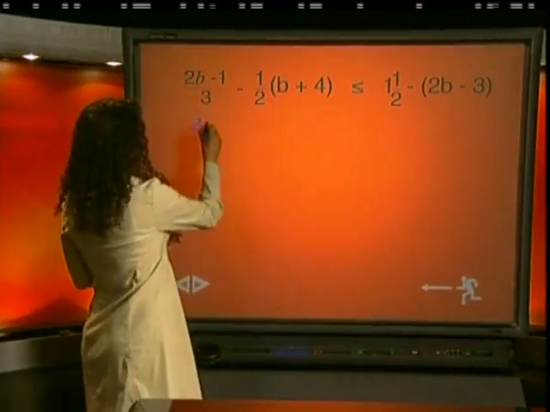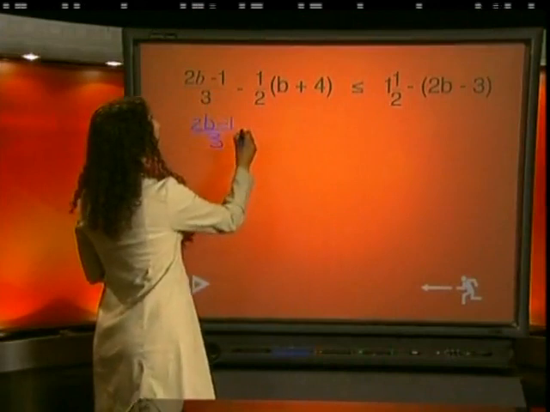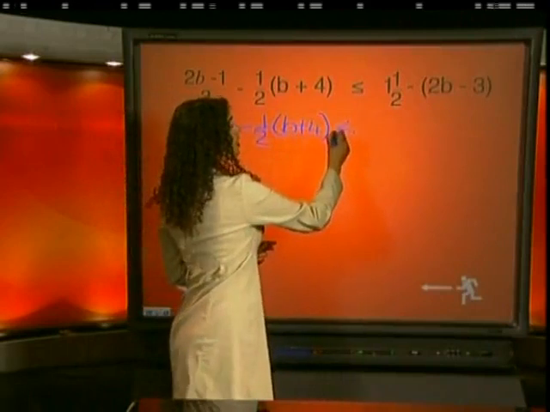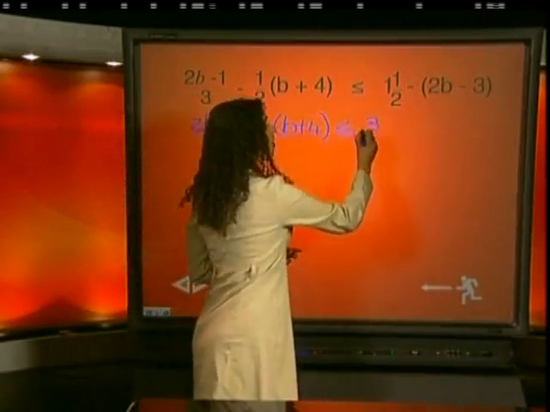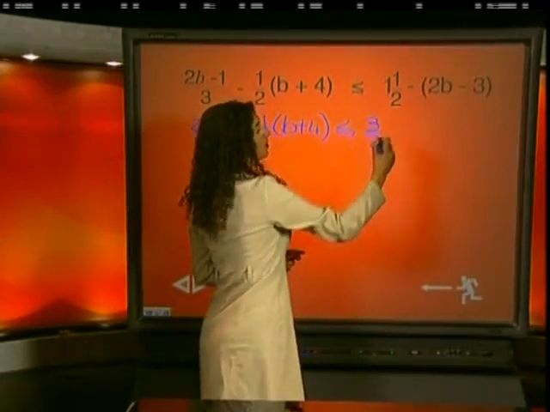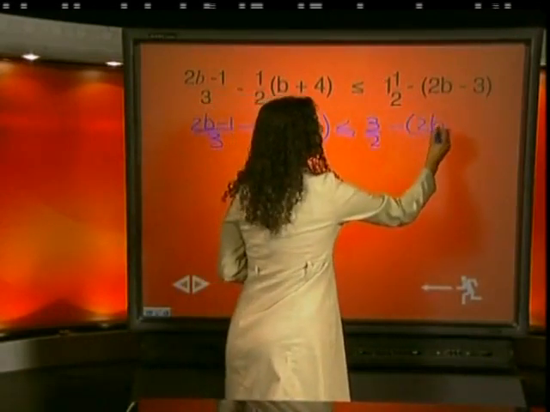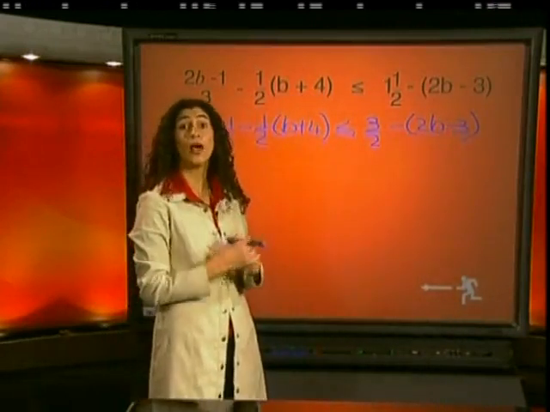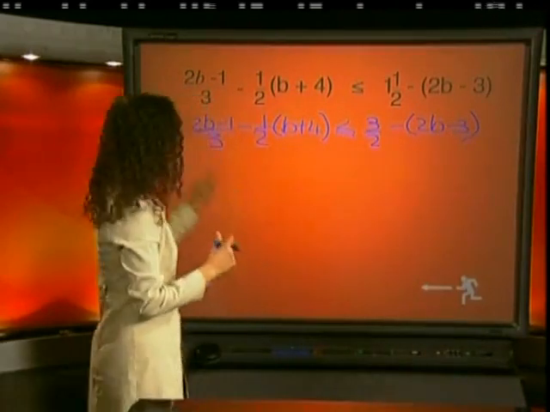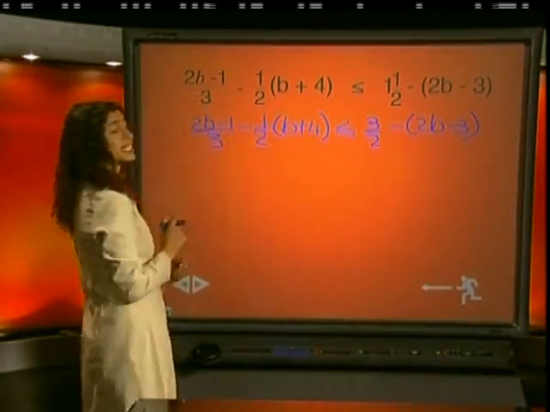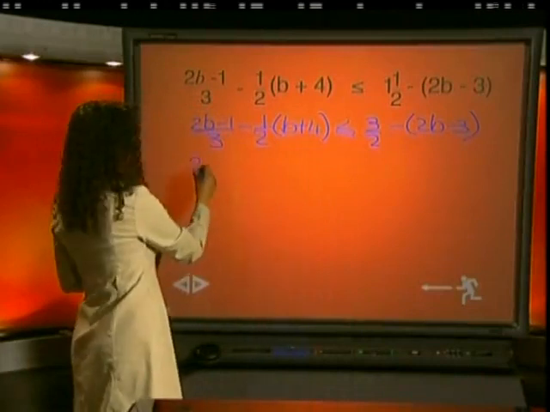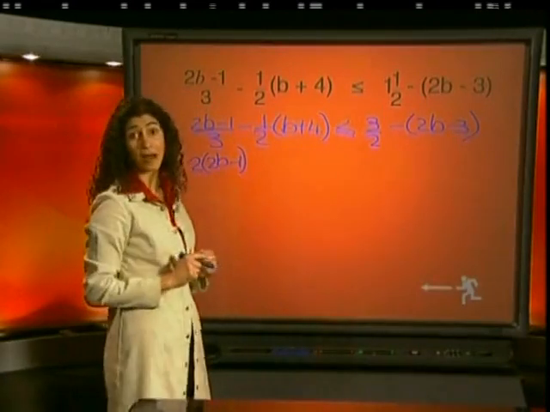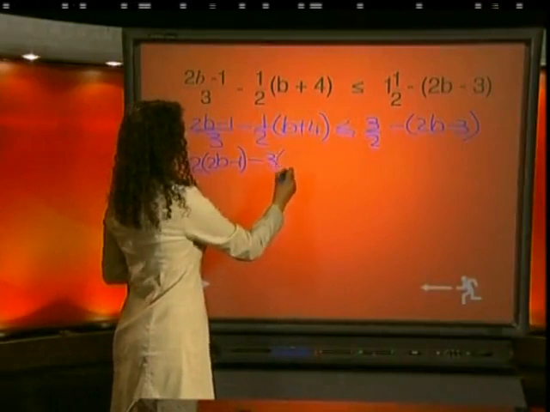So we would rewrite this: 2b minus 1/3 minus 1/2 times b plus 4 is now smaller than or equal to 3/2 times 1 plus 1/2 minus 2b minus 3. Now we want to get rid of our fractions, so we multiply through by our lowest common denominator, which is 6. So what did I do to the 3 to give me 6? I multiplied by 2. So we do the same to the numerator. What did I do to the 2 to give me 6? I multiplied by 3. So we do the same to the numerator.